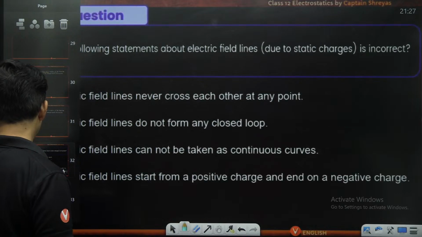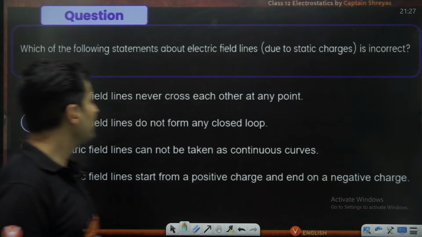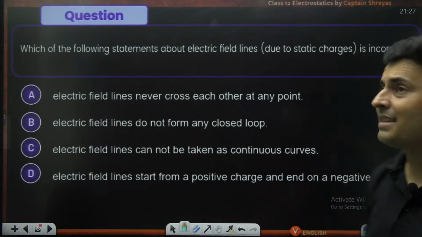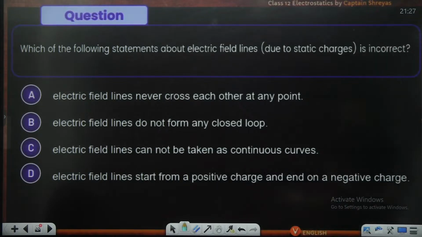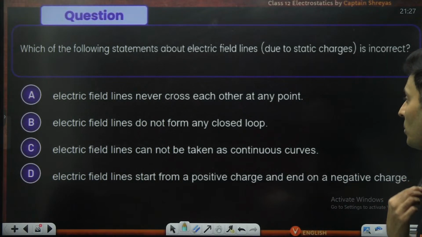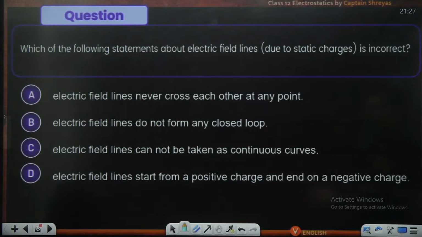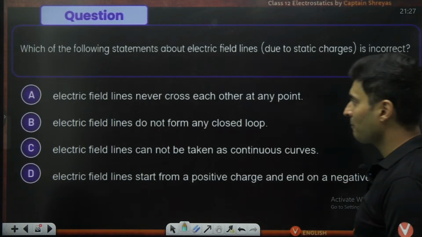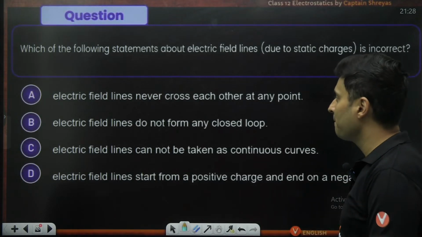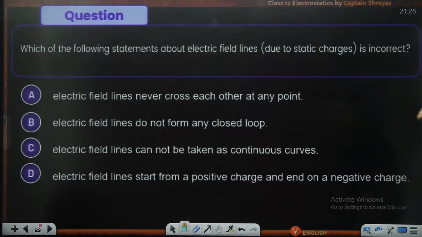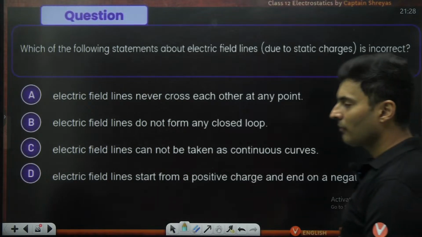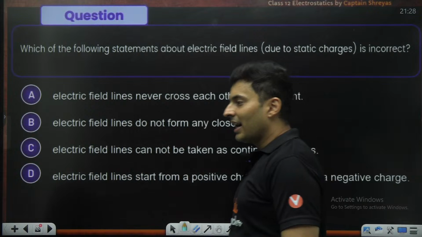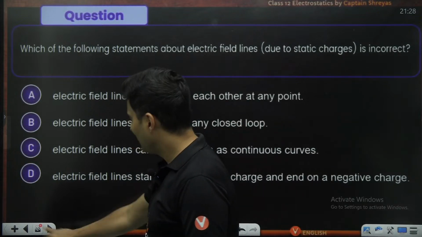Yeah, very good, excellent. So let's see some questions based on that. Which of the following statements about electric field lines is incorrect? A: Electric field lines never cross each other. B: Electric field lines do not form closed loops. C: Electric field lines cannot be taken as continuous curves. D: Electric field lines start from positive and end on a negative. Which of the following statements is incorrect? Come on, guys, very simple. The answer is, yep, very good.